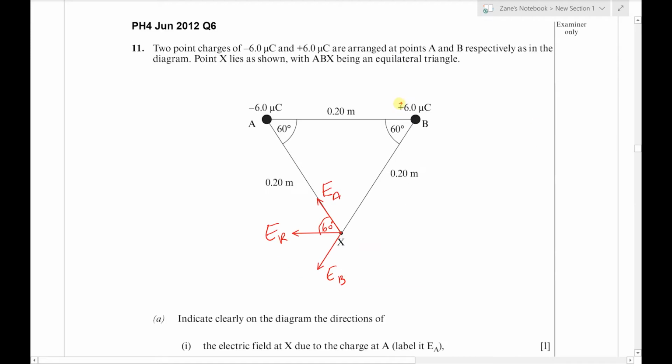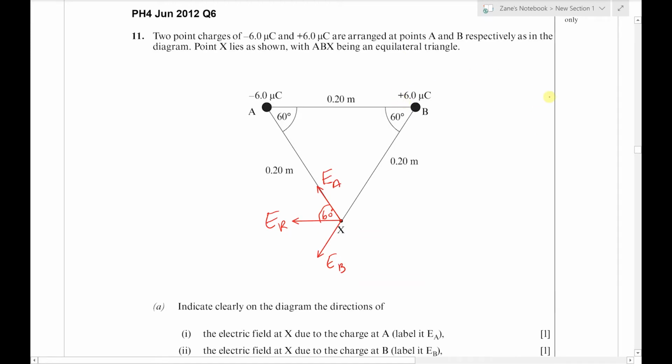In the first couple of parts of the question, we're asked to add arrows onto the diagram showing the directions of the electric field at X due to A, labelled EA, B, labelled EB, and the resultant field labelled ER. Now we've got to remember, to work out the direction of the field at X, we just visualise putting a positive charge at X. The positive charge at X would be attracted by the -6 microcoulomb charge at A.